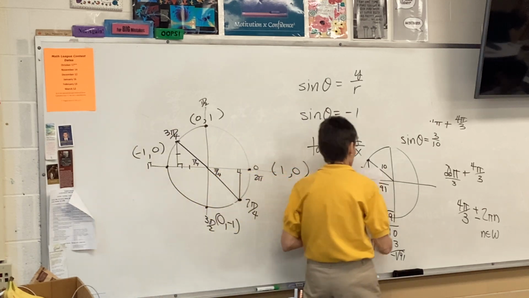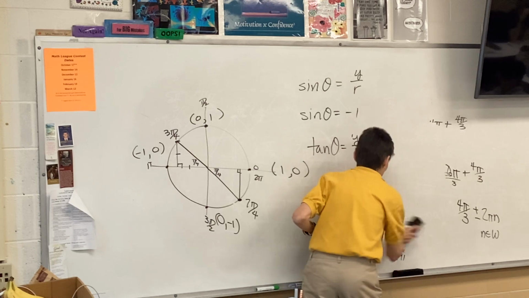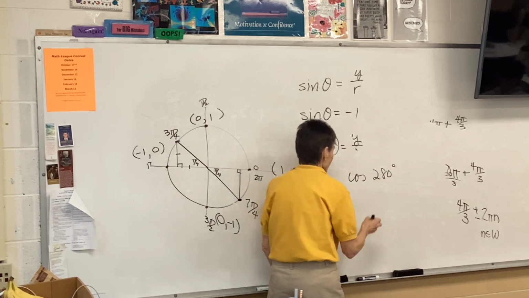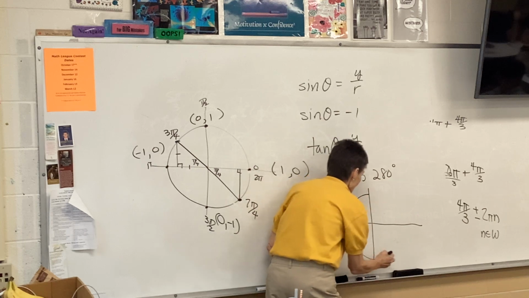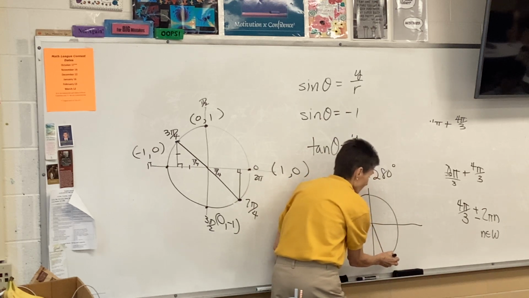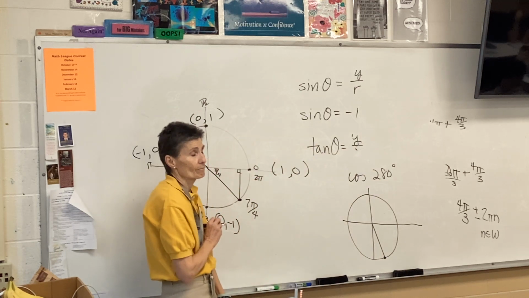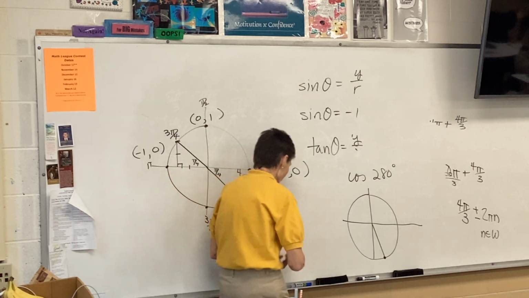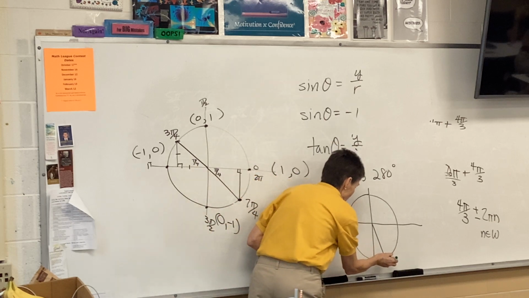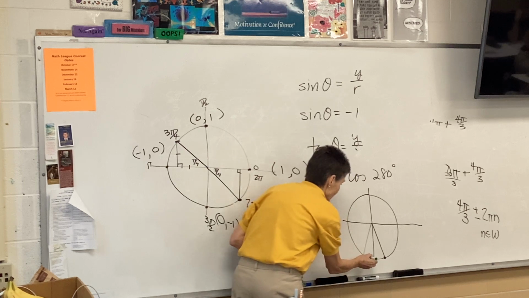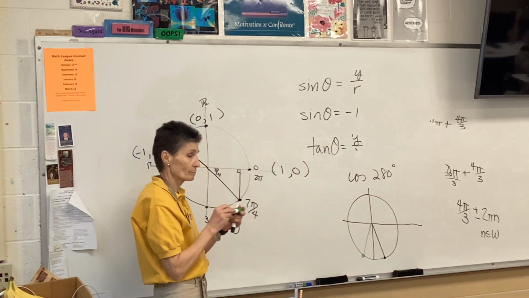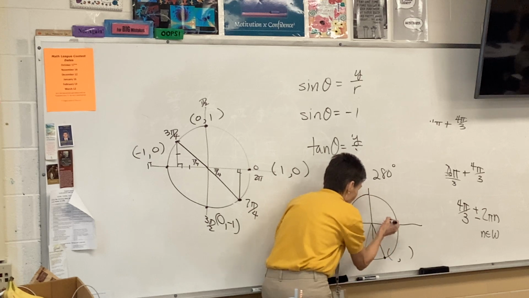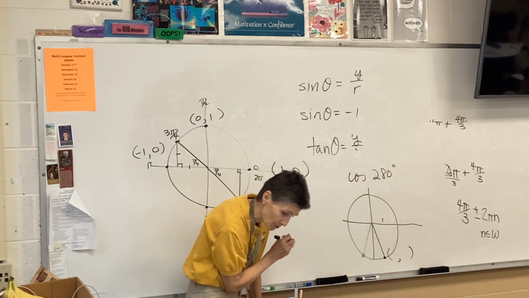If the cosine of 280 is 0.174, so 280 degrees would be like right here. What can you tell me about the cosine of 260? Okay, so this was 280. This would be 260, wouldn't it? And the cosine, if I'm going to have a radius of 1, the cosine can be my x value, 0.174.